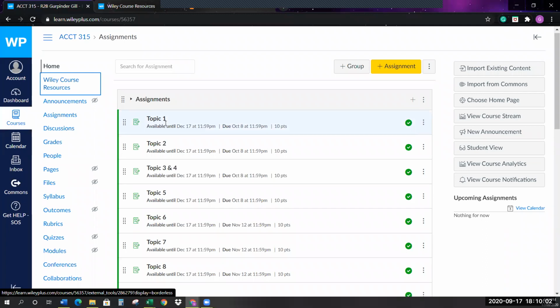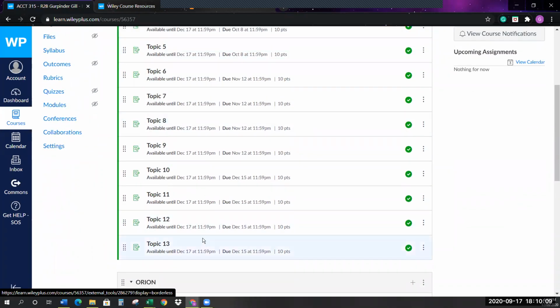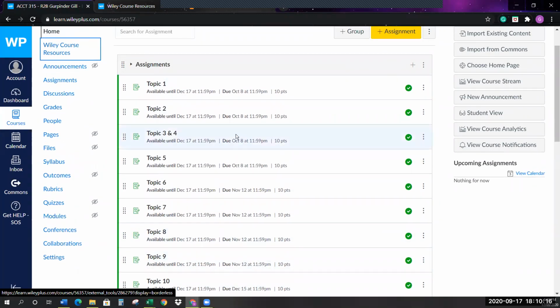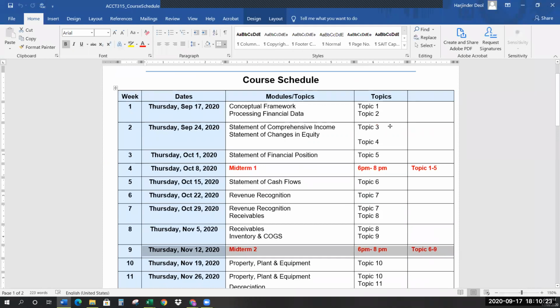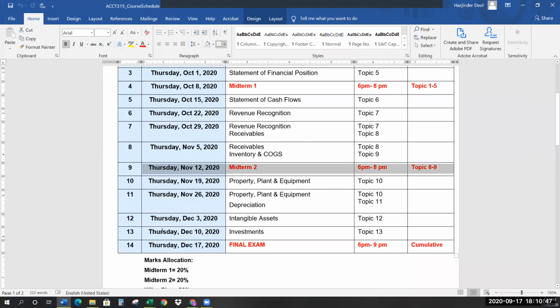Now, all of your assignments are posted here. The assignment numbers align with your topic. So from topic 1 to topic 13, all your assignments are already posted and they are available for you to do. Now the assignments are coming due in line with your schedule. Topics 1, 2, 3, 4, and 5: the assignments are due on the night of October the 8th. The second set of assignments, which is your 6, 7, 8, and 9, those topics are due on the night of November the 12th. And finally, the last set is due before your final exam, on December the 15th.